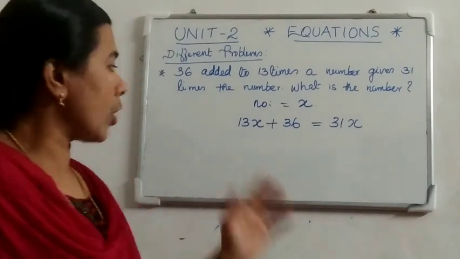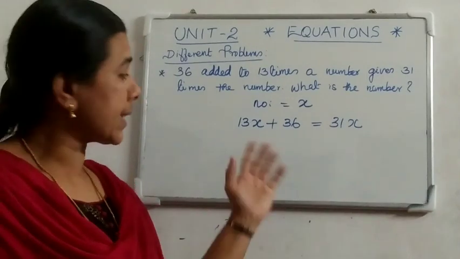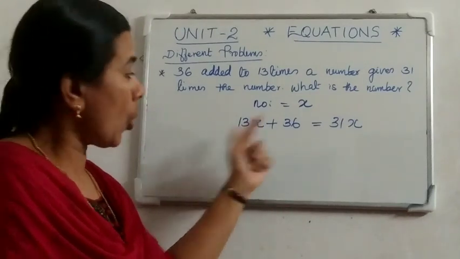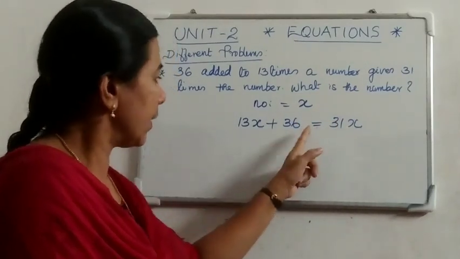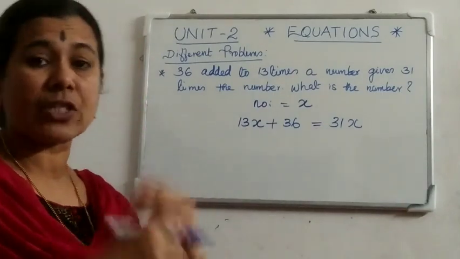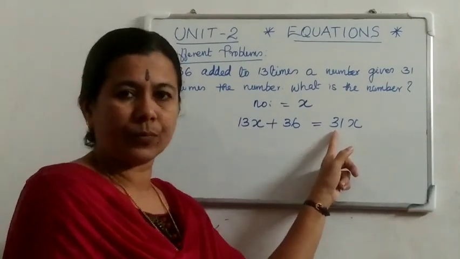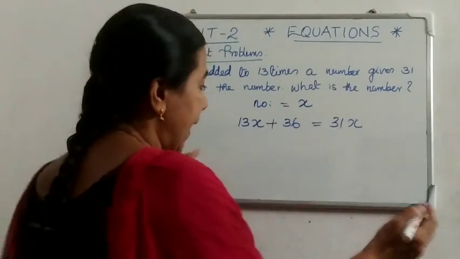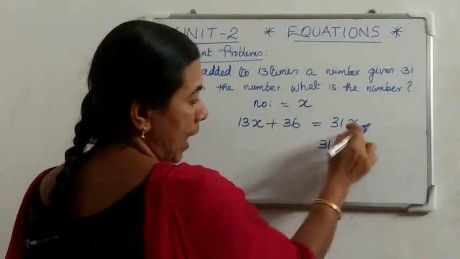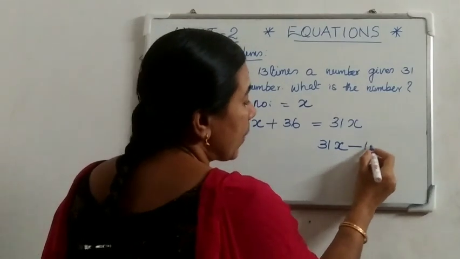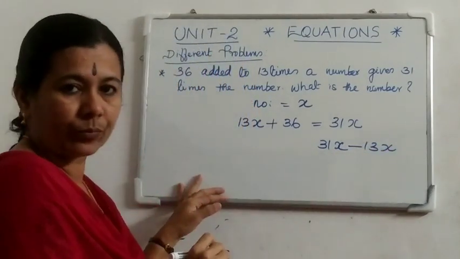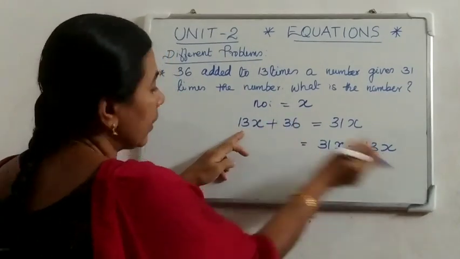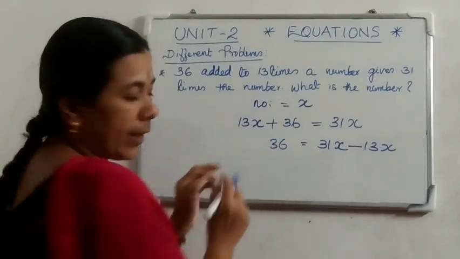How can we simplify? On both sides, x is there. On the right side of the equal sign, 31x. On the left side of the equal sign, 13x. Which one is the larger one? 31x. Therefore, this 13x goes to the right side as minus 13x. Then what will be remaining on the left side? On the left side, 13x went away. The remaining number is 36 only.